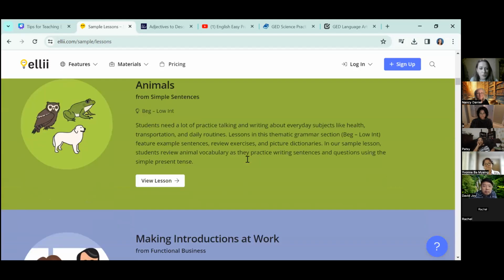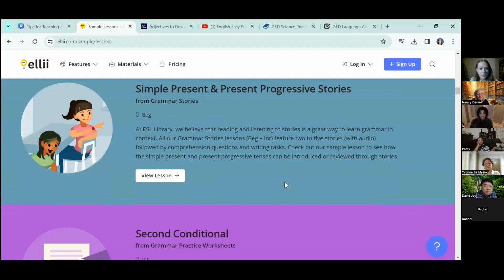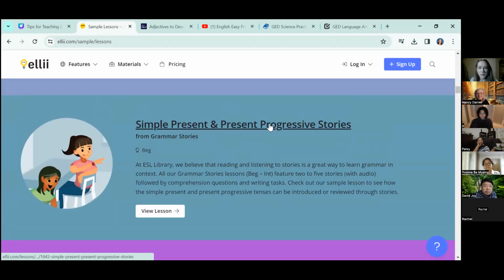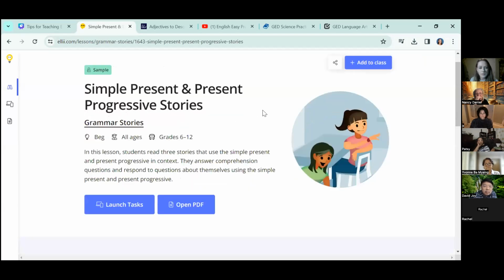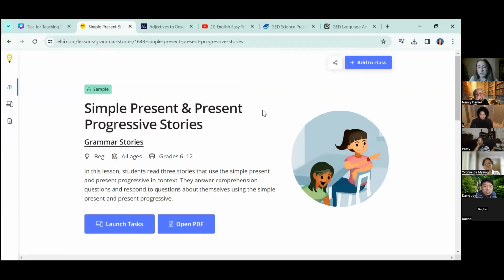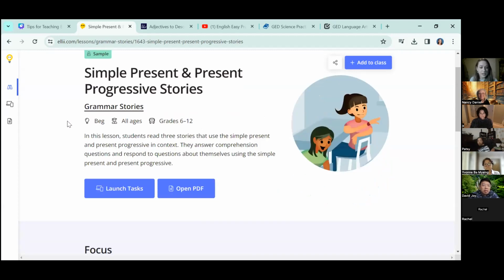But let's pick one of these to take a look at. Let's do one of the grammar stories. One of the reasons I love this website so much is because all of their lessons are available as PDFs that you can actually print. I used it for my in-person classes, but it's also available online as well. So it's really easy to adapt for online versus in-person classes, which can be really great.